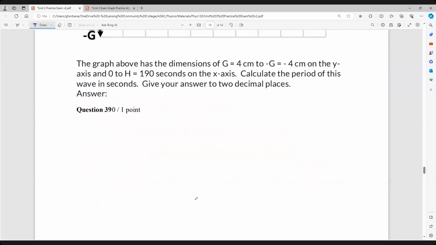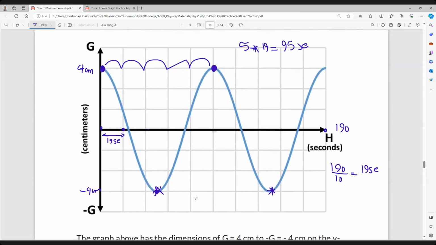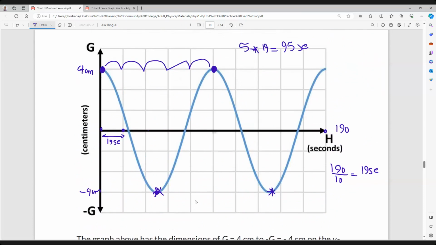So calculate the period. It's again the time between two same points on the wave, when we have a wave displacement over time. We already have from here to here is 190 seconds, because the question says so. How many of these? We just need to count every rectangle.